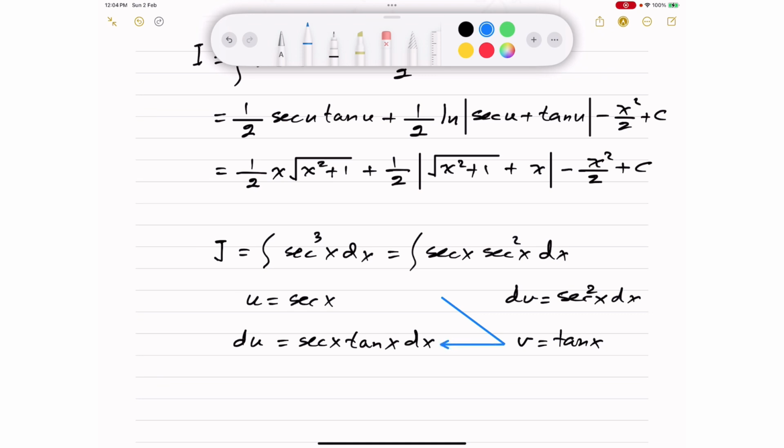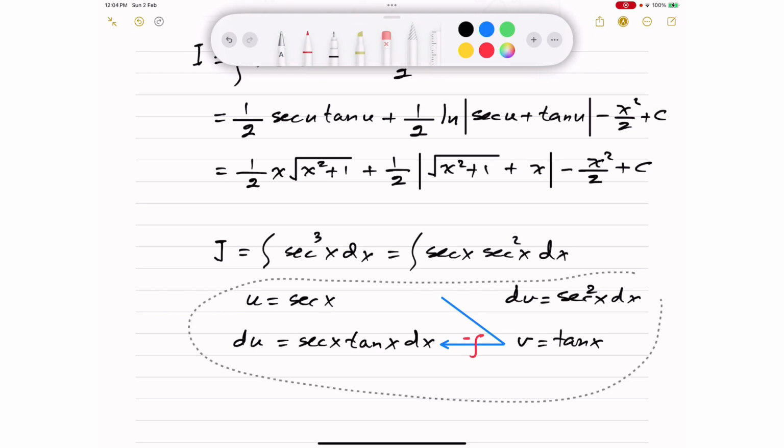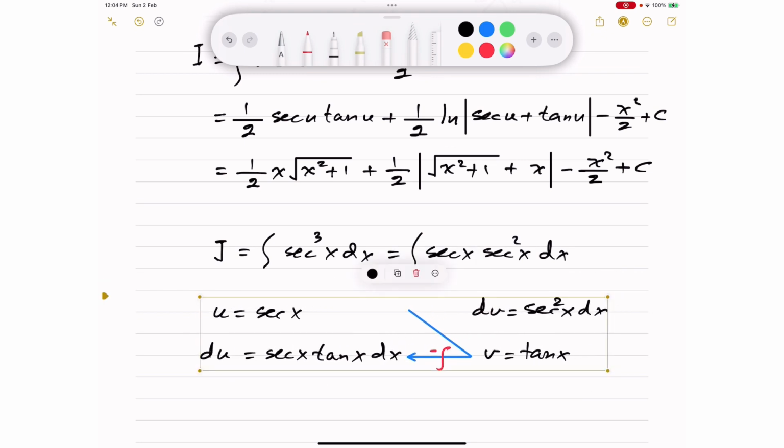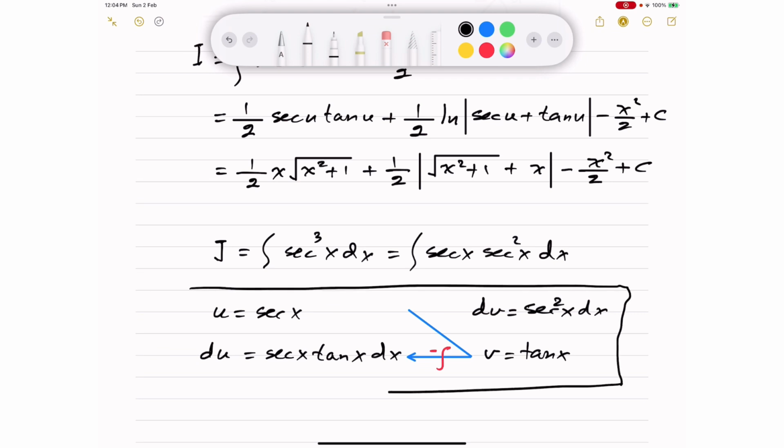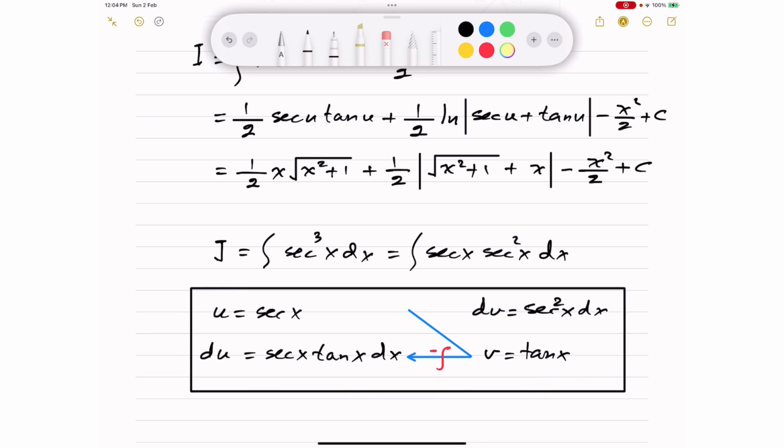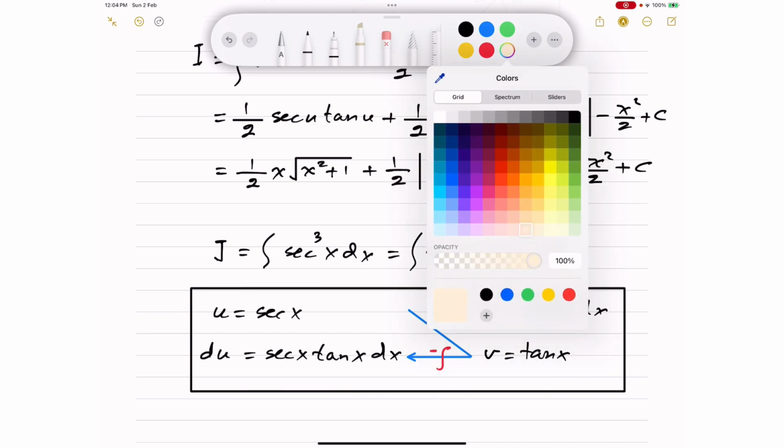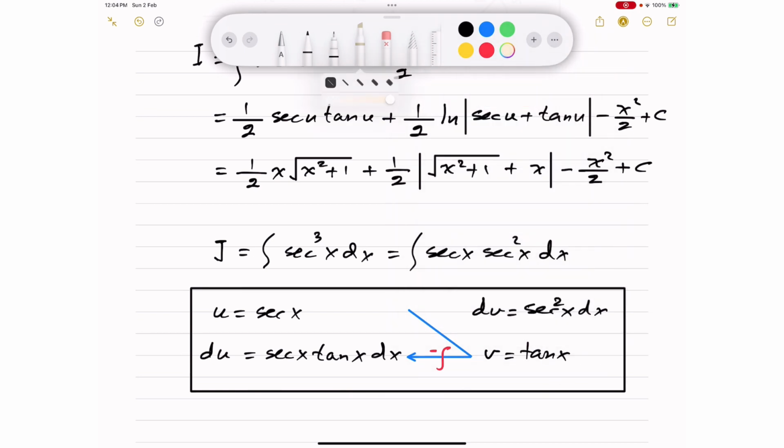And then we're going to multiply this by this, and then minus the integral of this times this. Let me write that in red. So let me just center this a little bit here, and then let me put it in a box just to be organized. And then let me highlight this in this color here. But I have to maximize this. Good.